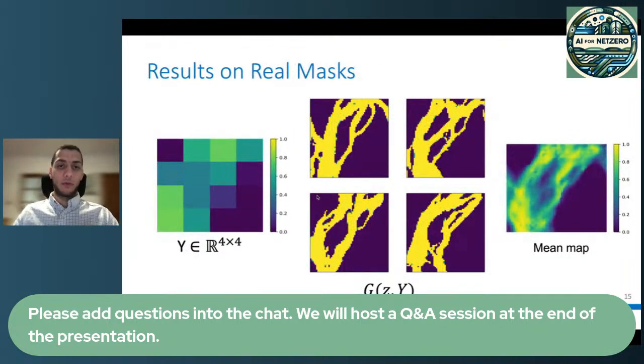And these are the results on the real masks. So these are real scenarios, and this is just a purely random conditioning map, so it doesn't have to be in the training set. You can see that it is designed to have this kind of direction of the channels. And again, the generated realizations respected this conditioning map while being stochastically different from each other.